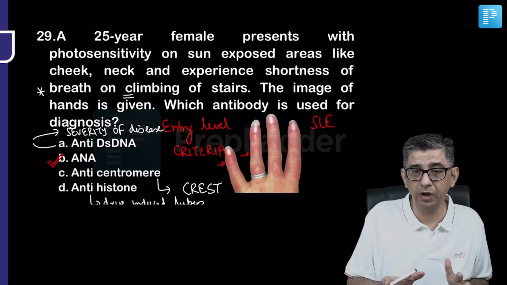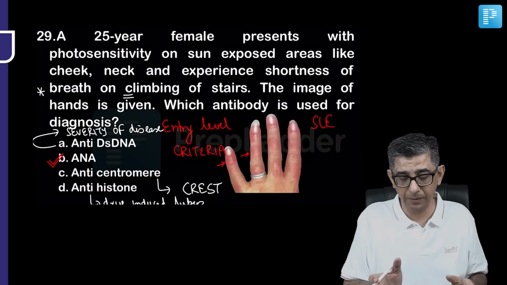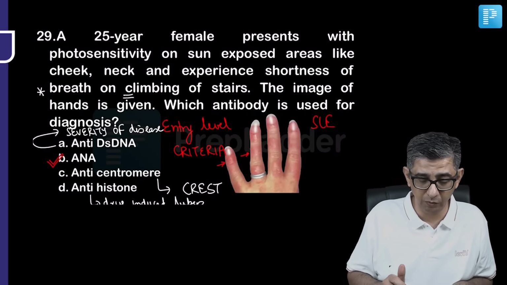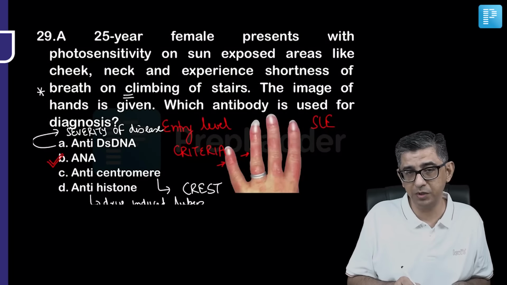This was one of the less common presentations of the disease. But photosensitivity on the sun-exposed parts like the cheeks, the neck, and the dorsum of the hands of the patient, which was the image perspective, would help you come to the diagnosis. And the answer to this question is option B.